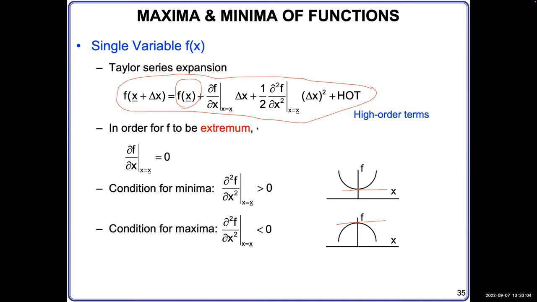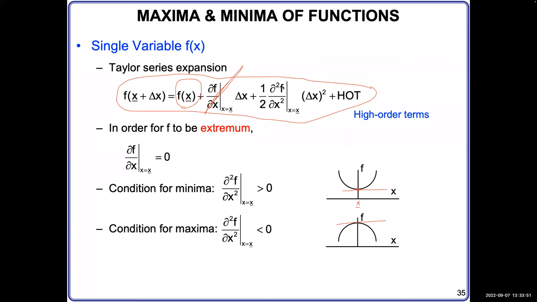Just let me know. Now, if I have a function that at this point, this x underscore, has one value, but I find the first order slope equals zero, then that means if I expand this function, this term vanishes. Even though delta x is not zero, this term vanishes because they multiply with each other.